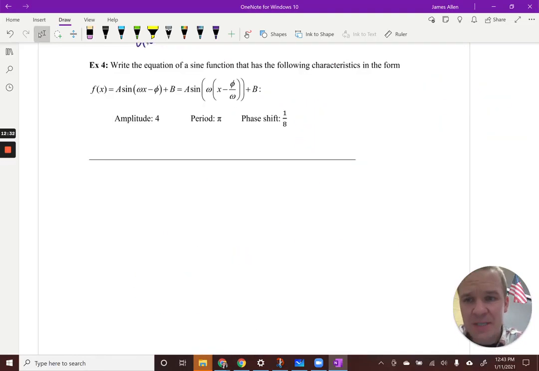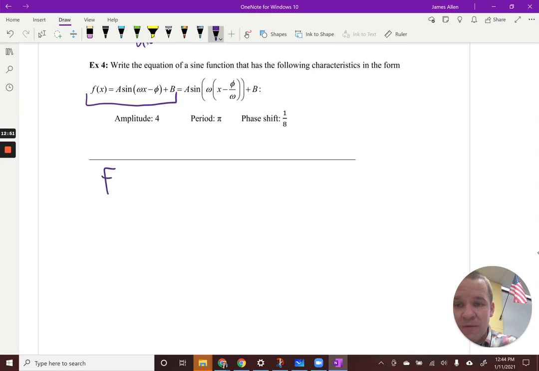So we have a slightly different ask here in this one. Write the equation of a sine function that has the following characteristics in that form. Okay, so our form, this is what's going to be asked of in our MyMathLab problems where it's multiplied out, not the factored form. Okay, but we're going to start with that factored form first.